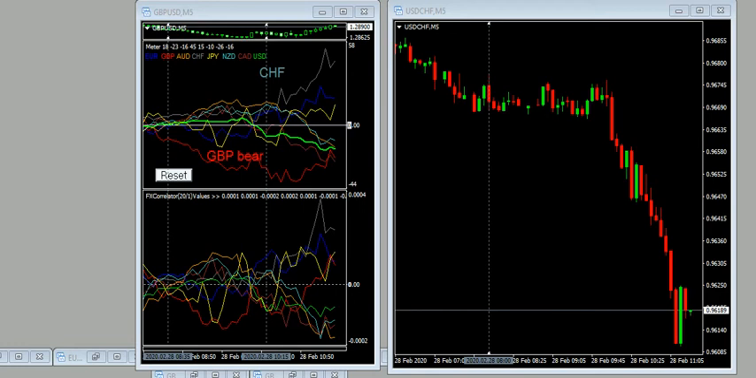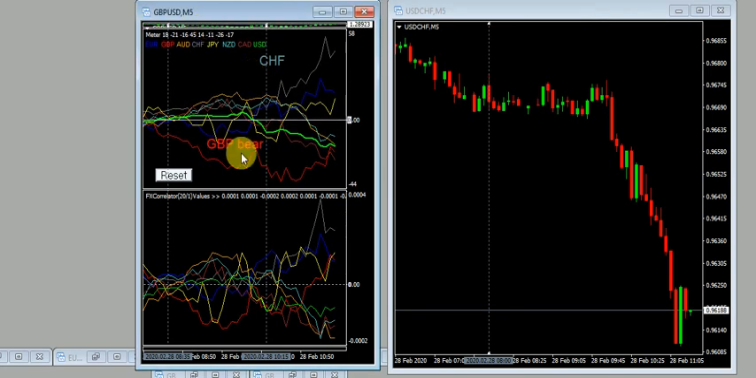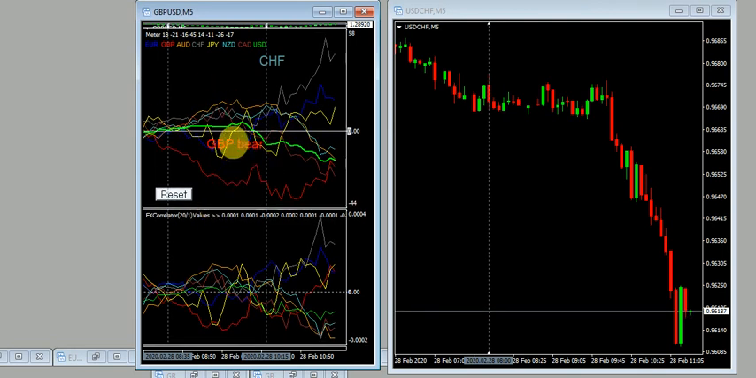So where are we? On the left here is a 5-minute cable chart. It happens to be cable, it doesn't matter. You just put your indicators on the chart. The first thing here is a fixed start FX correlator. What it means is I set all the parameters, the 8 currency parameters. You can see the 8 currencies here, all the 8 colors.